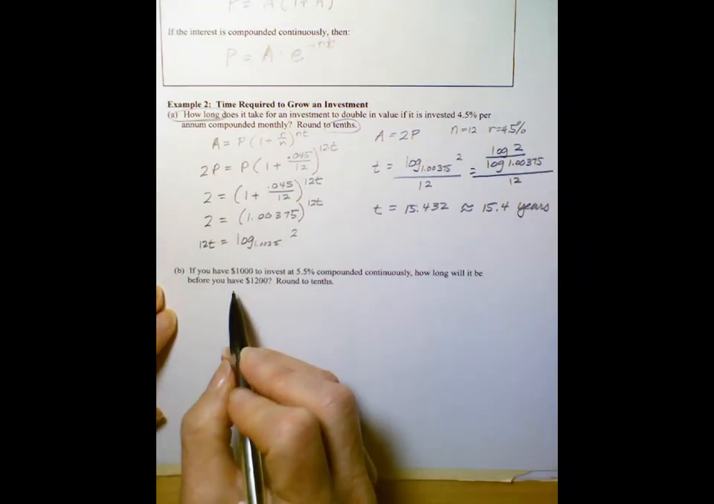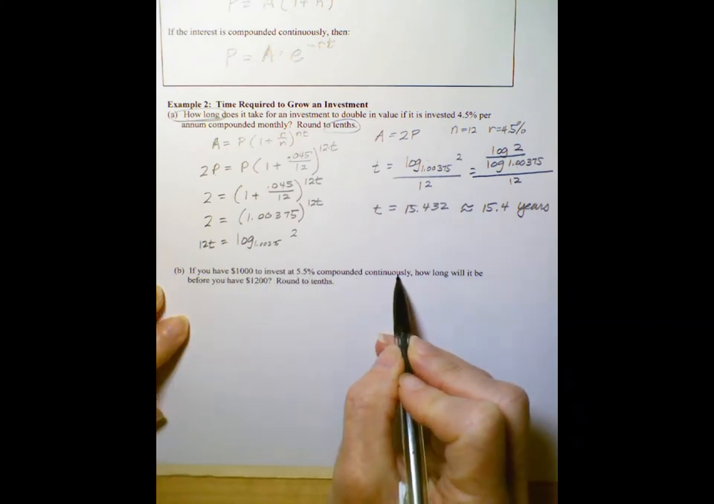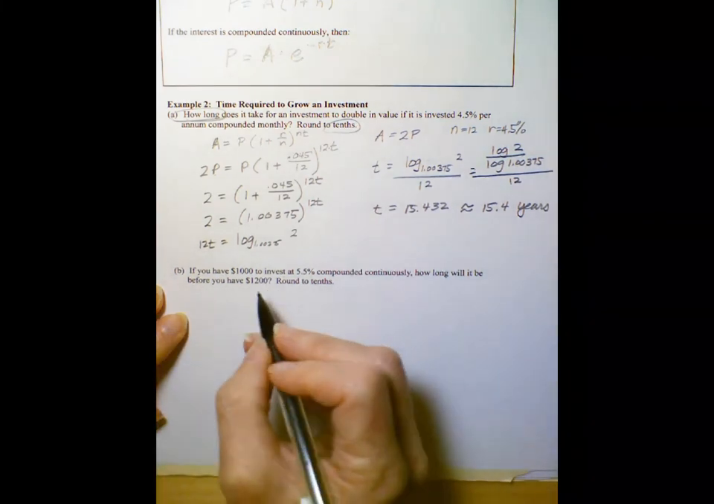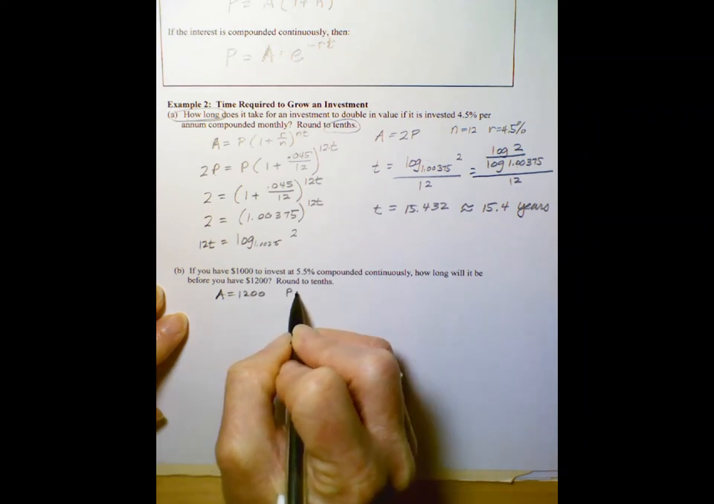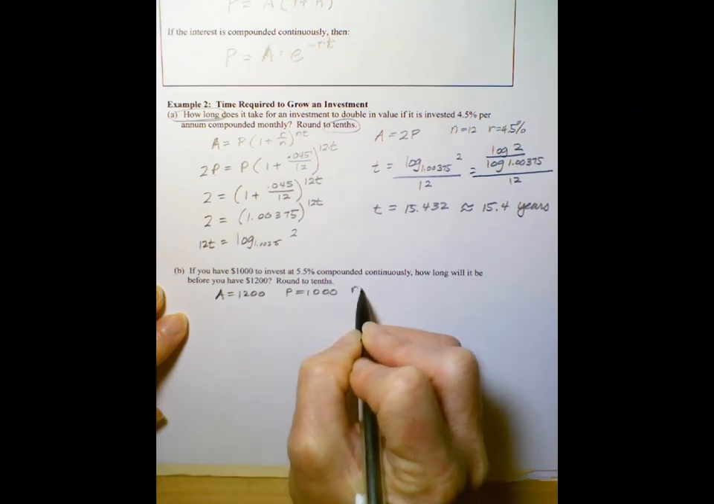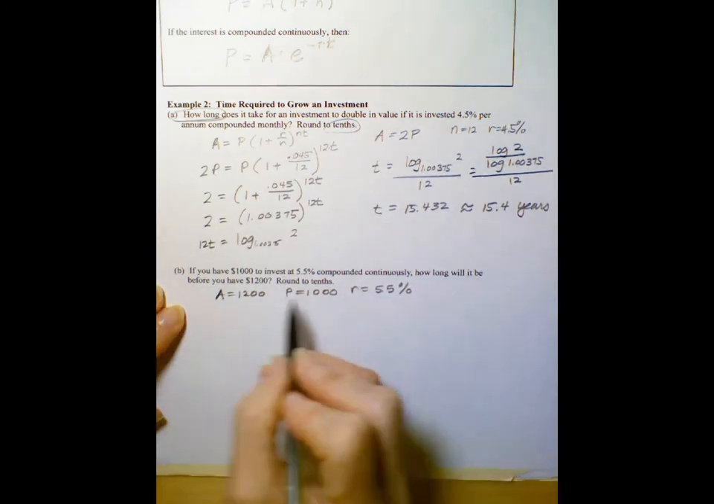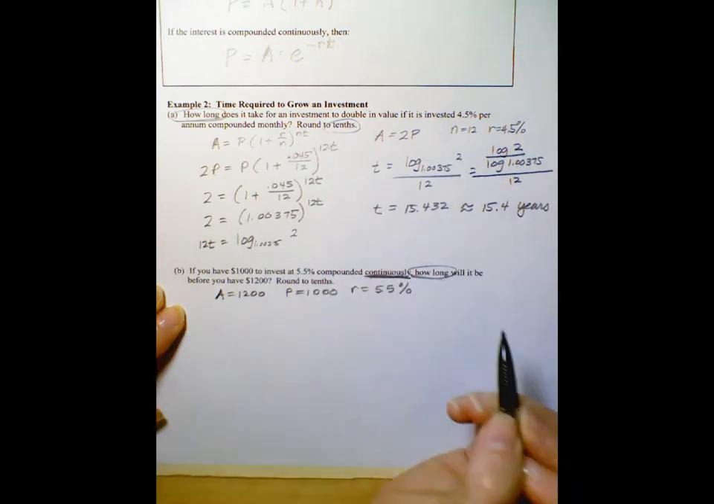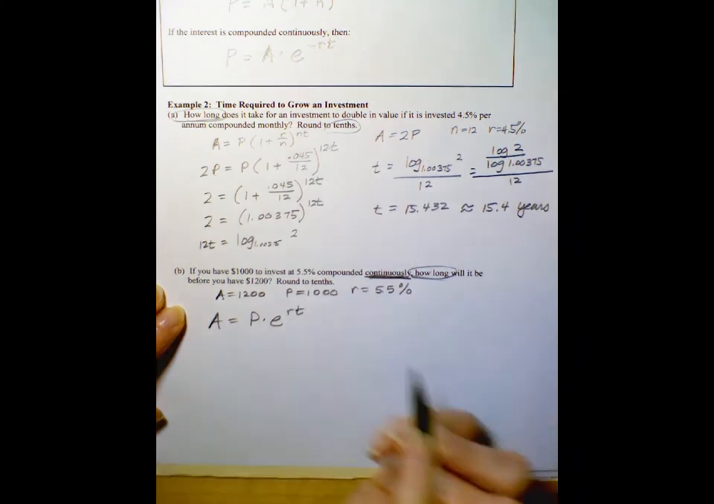All right, part B. If you have $1,000 to invest at 5.5% compounded continuously, how long before you have $1,200? So the future amount is $1,200. The present amount is $1,000. The interest rate is 5.5%. And the question is how long? Compounded continuously. So this is A equals P times e to the rt.